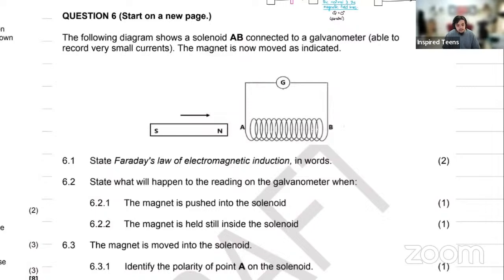6.2.2, you guys answer this for me as well. What will happen if the magnet is held still inside of the solenoid? What happens when the magnet is held still inside of the solenoid?